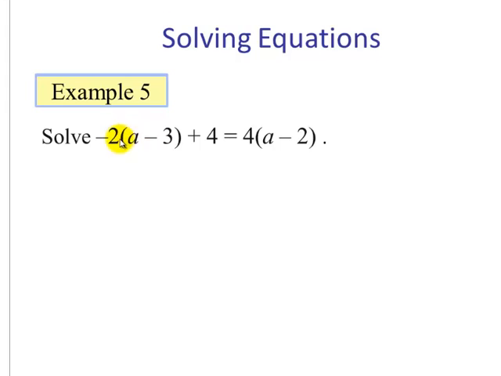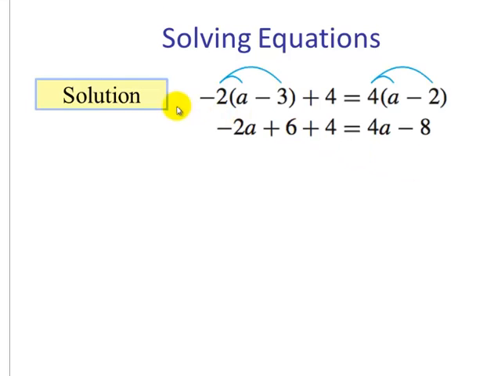Example 5. Our first step is going to use the distributive property both on the left hand side and the right hand side. So we have negative 2a plus 6 plus 4 equals 4a minus 8. Combine like terms here, and we get 10.